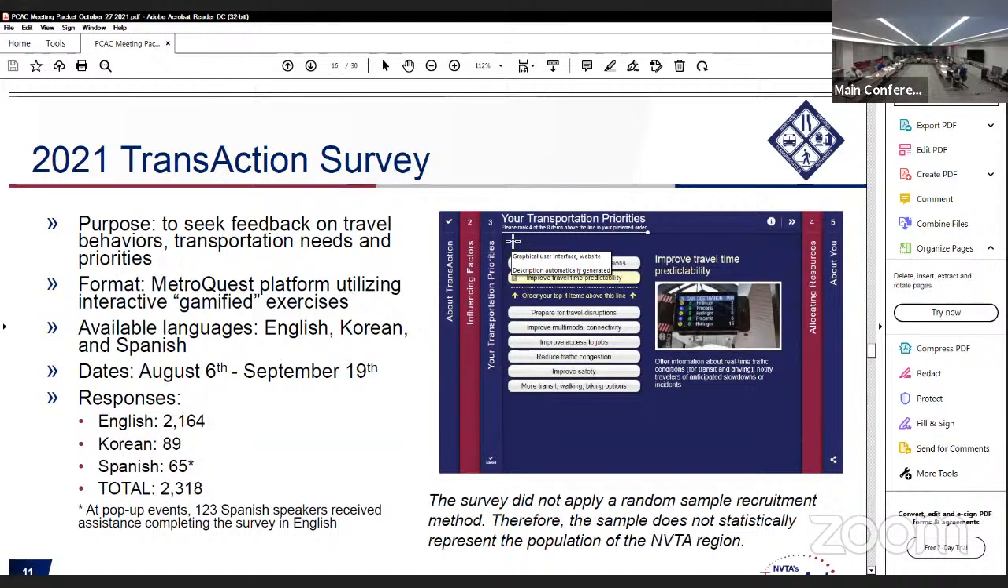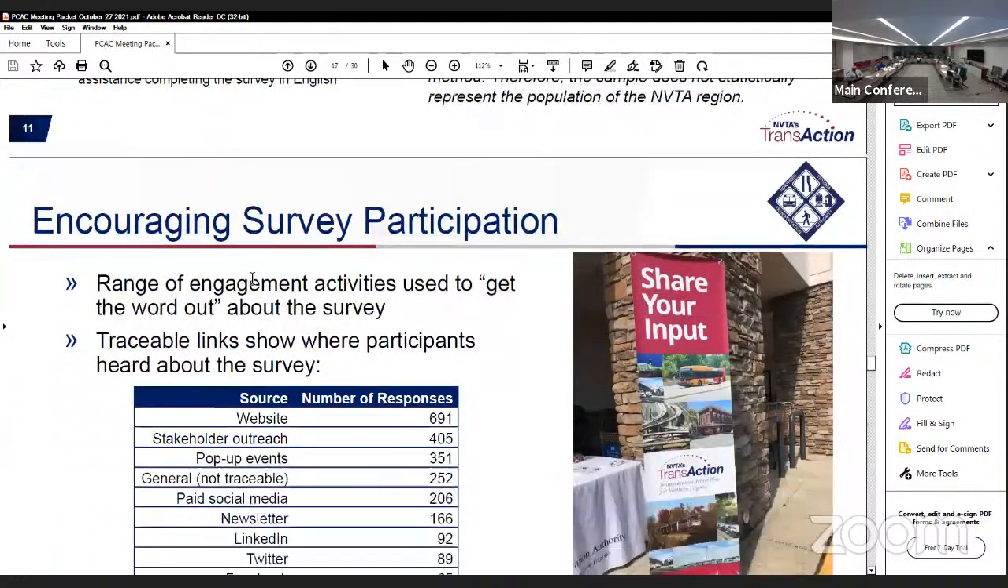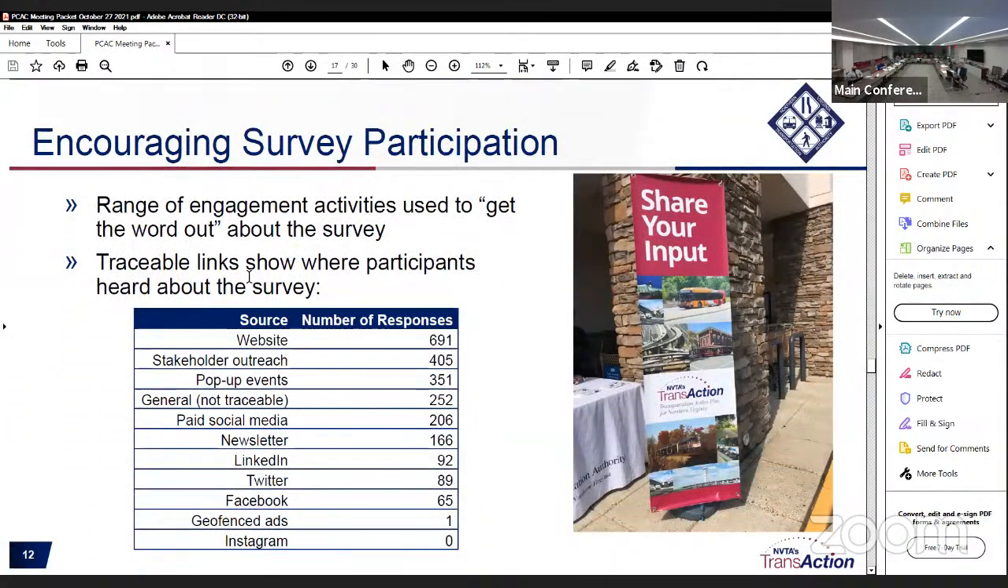Next slide. In terms of getting the word out, we had a whole variety of ways to do that. We had traceable links, so depending on where someone clicked on the link to take the survey, we could see where they heard about the survey. The biggest one was the website itself, but then also some of our outreach, social media, the pop-up events I just mentioned, and the newsletter are ways that we got people to the survey.